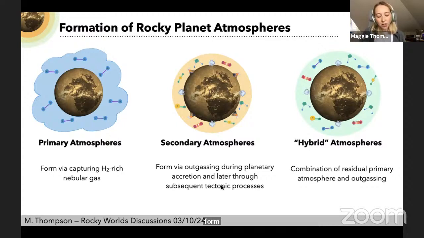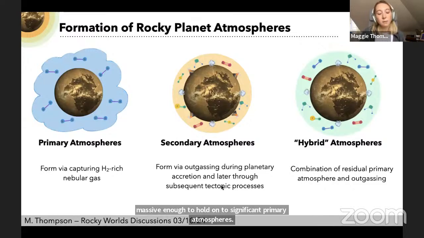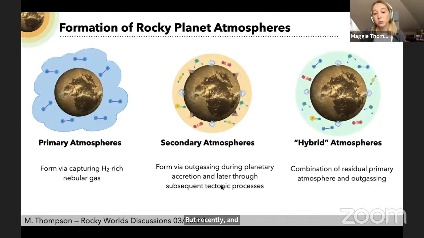And so initially, when we think about low mass rocky planets, a lot of times we think about secondary atmospheres because we think these planets may not be massive enough to hold on to significant primary atmospheres. But recently, and also thinking about the distribution of planets that we have observed, where we see a lot of planets that are in between the size of Earth and Neptune, it's also important to think about these two scenarios not just isolated, and it's either one or the other, but you could have more hybrid atmospheres.